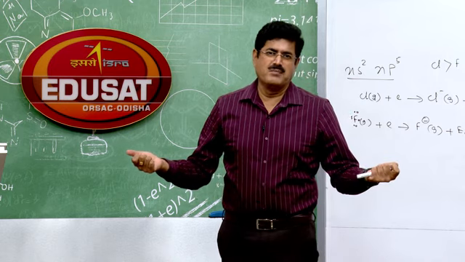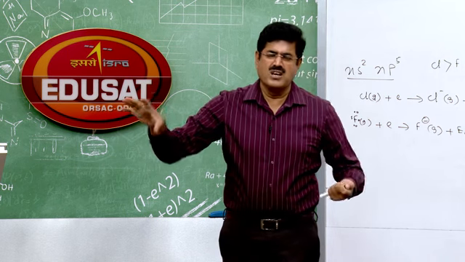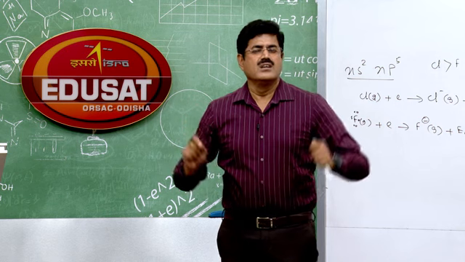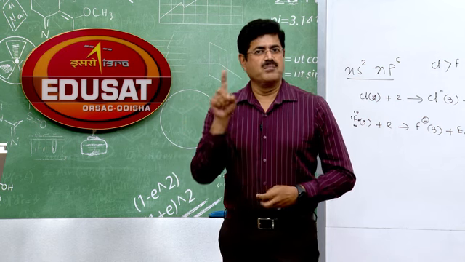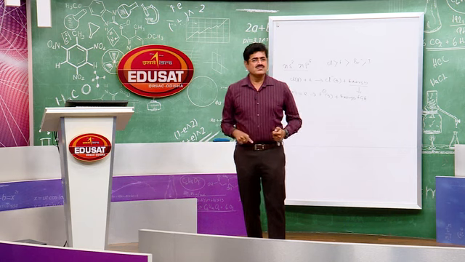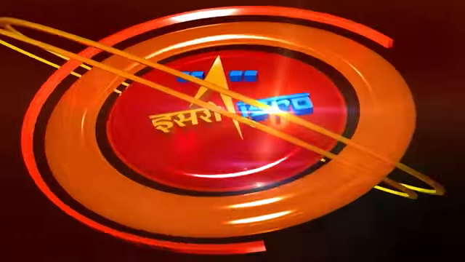Let me once again tell you that the decreasing order of bond dissociation energy is Cl2 greater than Br2 greater than F2 greater than I2. Okay, students? Thank you.